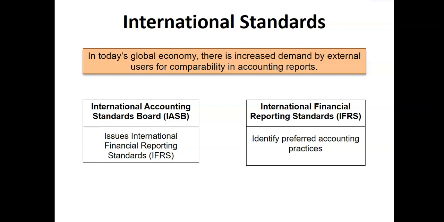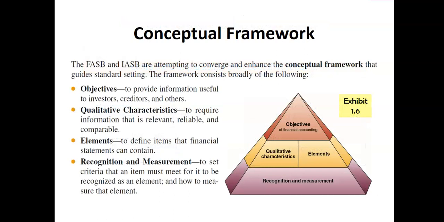IFRS and US GAAP have been working to come up with a framework where they have a combined set of rules for companies that operate globally. So FASB, the US standard setting board, and IASB, the International Accounting Standards Board, are working together to make it easier for international companies to follow accounting rules. There are still some rules where US GAAP and IFRS do not agree, and you'll learn about those as we come to the accounting concepts that are related to those rules.